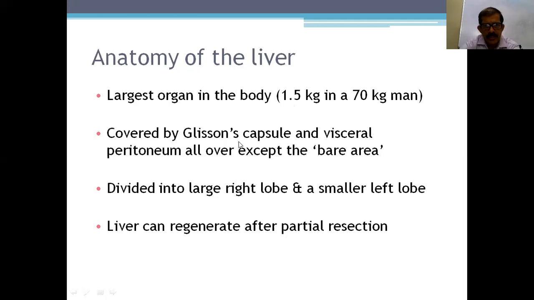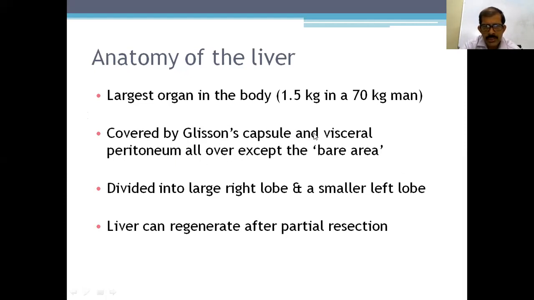Another thing is the liver is covered with Glisson's capsule. So these terms you have to remember, particularly for your academic purpose. So Glisson's capsule, and over that there is visceral peritoneum. So both are different. Glisson's capsule is different from visceral peritoneum, which is the inner layer covering most of the abdominal organs.